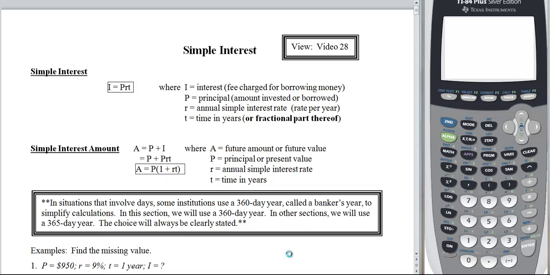So in situations that involve days, some institutions use a 360-day calendar year, which is called a banker's year, to simplify calculations. In this section, we will use the 360-day year. In other sections, we'll use a 365-day year, and the choice will always be clearly stated. But remember, in this section, we're going to use 360.